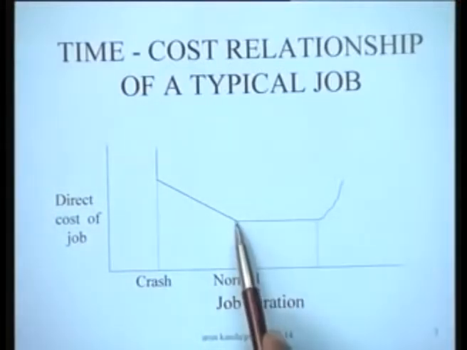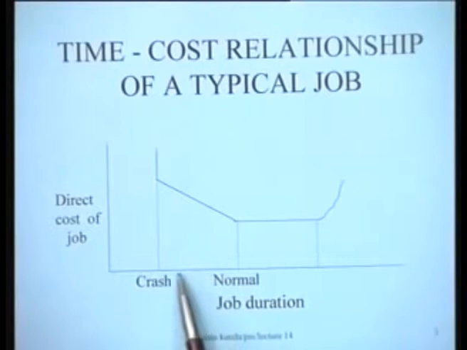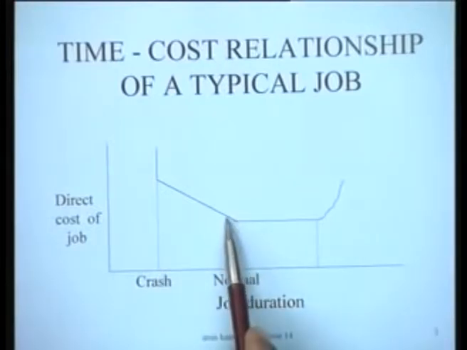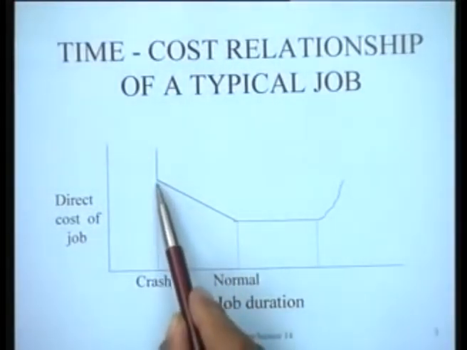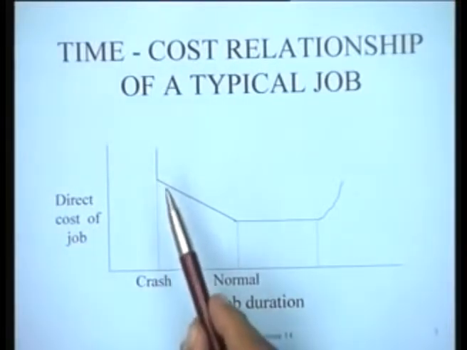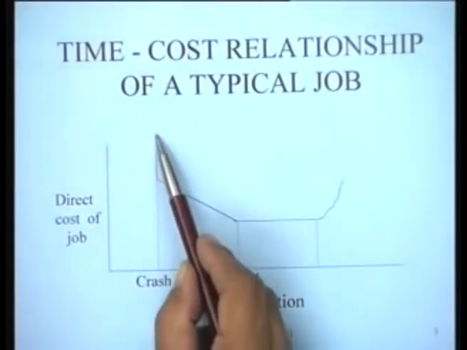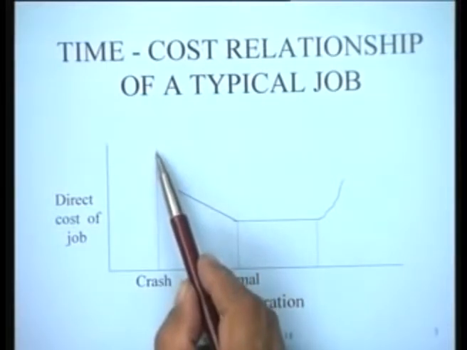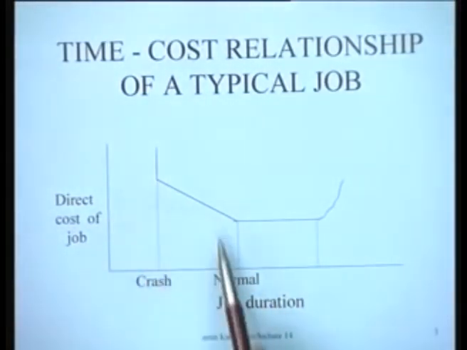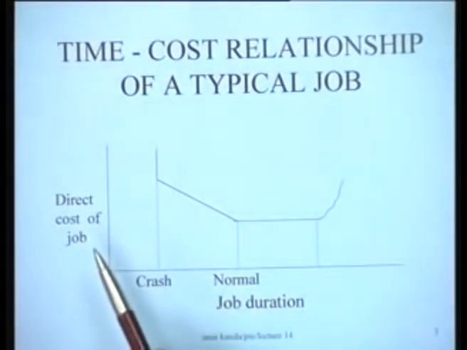You would normally have a normal duration for an activity, and this would be the minimum cost of the job which is attainable, which is what we call the normal duration. If you want to reduce the duration below the normal duration, you will probably have to spend more money on it, and you can keep on reducing the duration up to a certain point, which we call the crash duration. And beyond the crash duration, even if we spend more money on it, this line is vertical. That means it is not going to reduce the duration of the activity in any way.